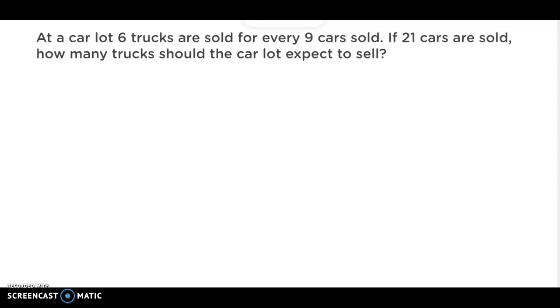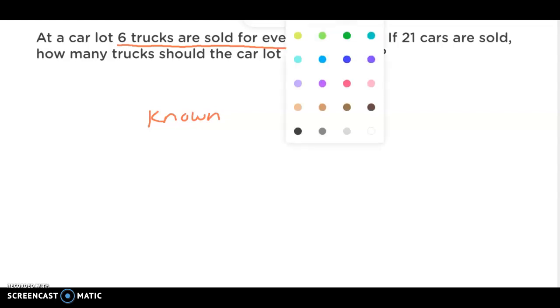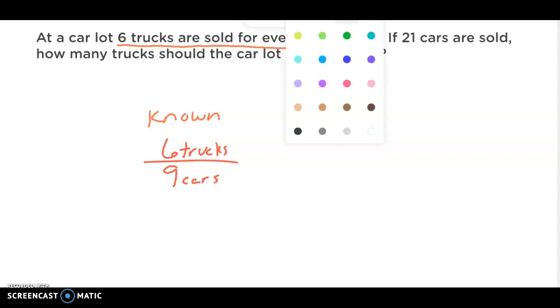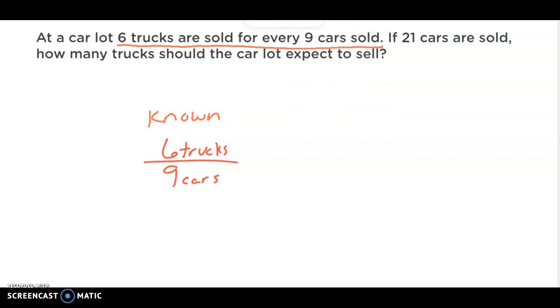All right, so what do we know? We know that 6 trucks are sold for every 9 cars sold. That is known. Our known is that 6 trucks are sold for every 9 cars sold. But our unknown is that if 21 cars are sold, how many trucks should the car lot expect to sell?